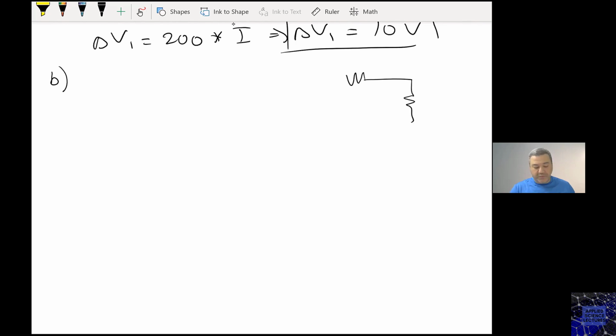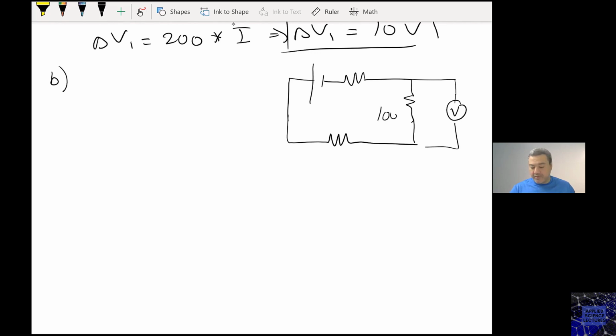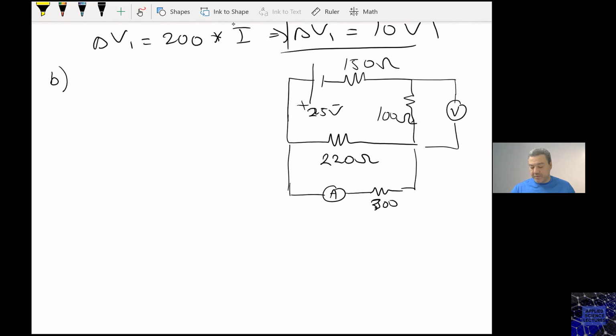has a few voltmeters and ammeters. So this is my voltmeter, one of them, across the 100 ohm. This is 150 ohm. This is 25 volts. This is 220 ohm. I have an ammeter here to measure the current through this 300. I have a voltmeter here to measure the voltage across the 300 ohm.